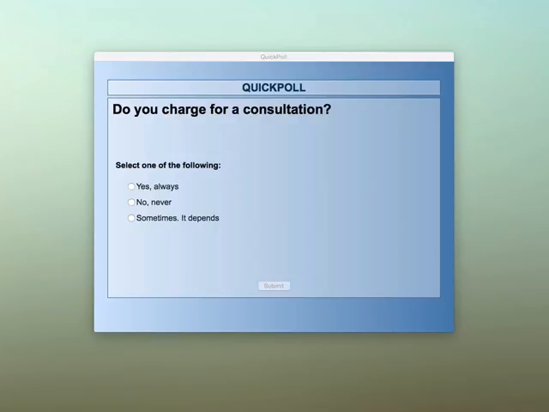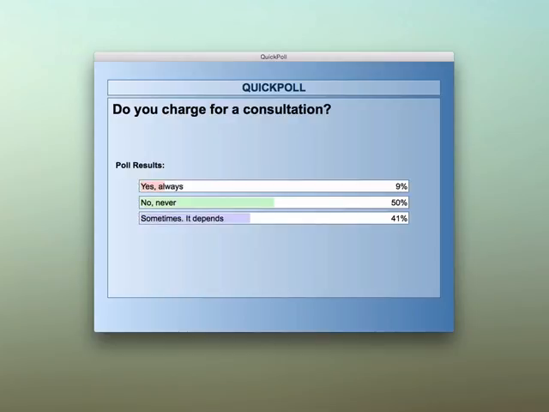Yep, the majority of people have voted, so I'm going to go ahead and close it, Stephen. Okay. And here are our results. So, do you charge for a consultation? 9% said yes, always. Our majority is with 50% that say no, they never charge for a consultation, and 41% said sometimes it really depends on the situation.